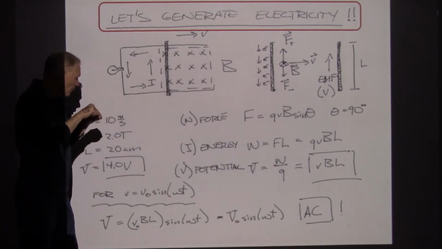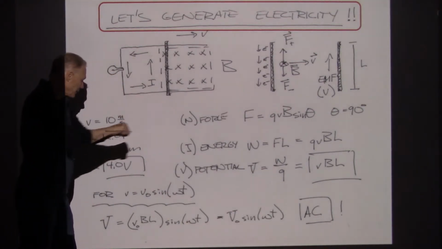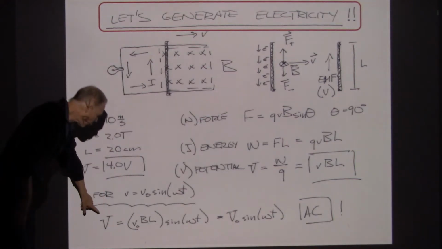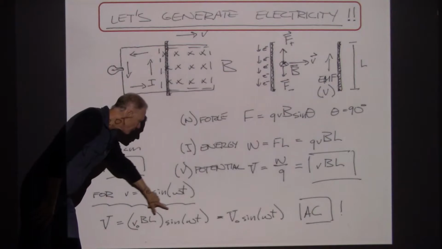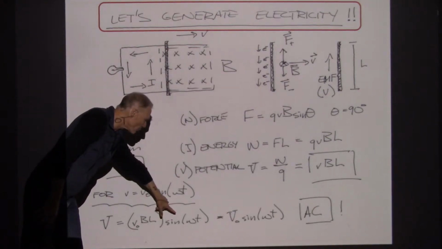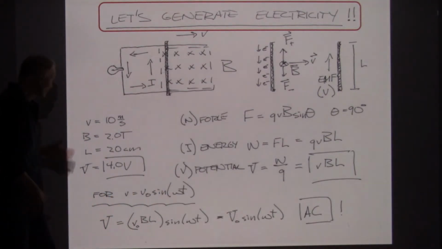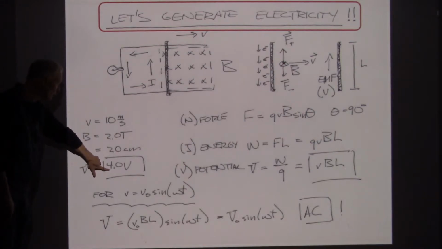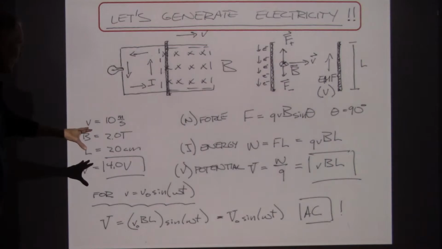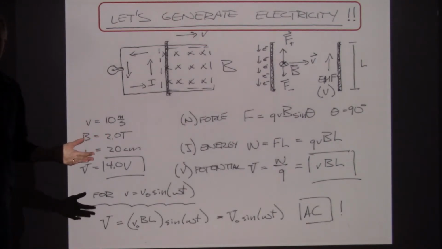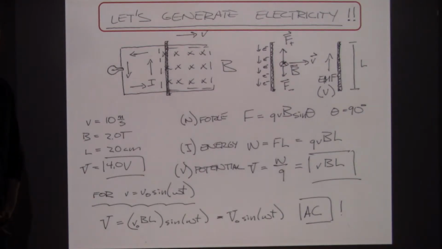So we'll just have the bar go out and back, out and back, out and back like this, and then the voltage that we get is going to be V naught times B times L times the sine of omega t. So we'll still get that very same voltage, but that's going to be our peak voltage. And then that peak voltage is going to get multiplied by a sine function. Done. So we've got an AC generator set up here.